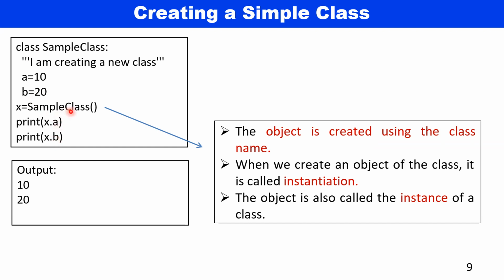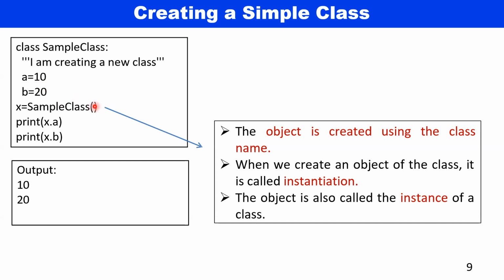Here, no matter how many objects you create, all of them are going to have the same values: a equal to 10 and b equal to 20. That means if you create another object called y equal to sample class, then also the object y will be associated with the attributes a and b with the values 10 and 20 only, because we are not passing any parameters here.